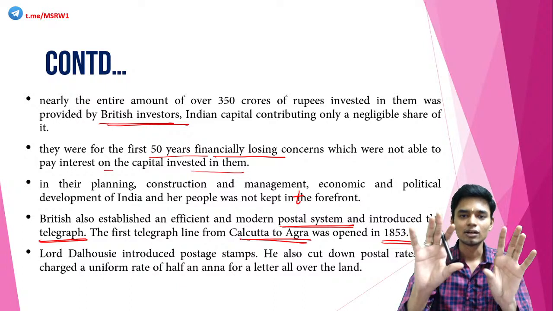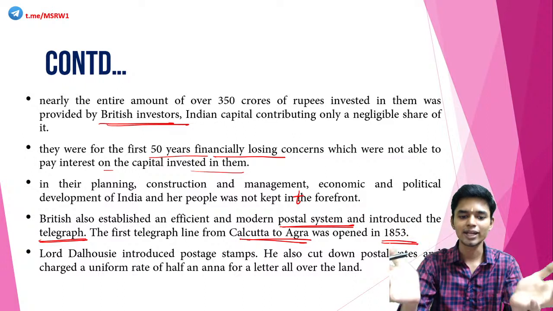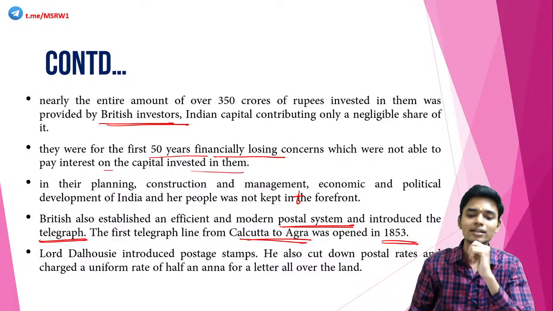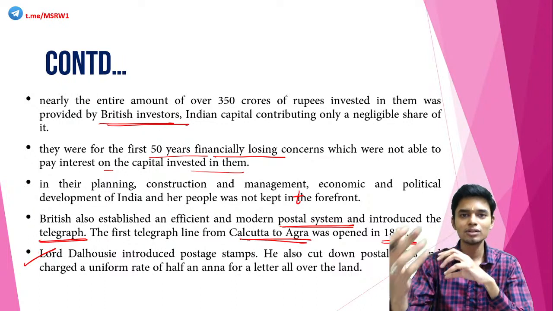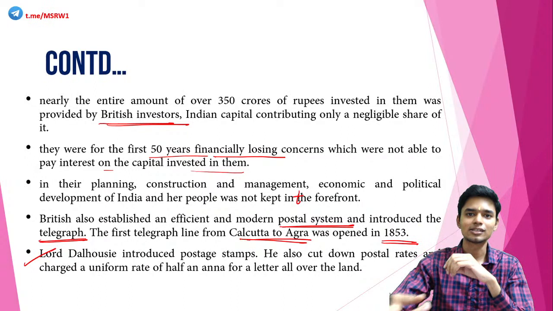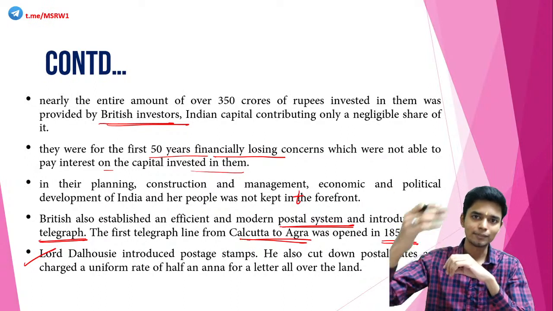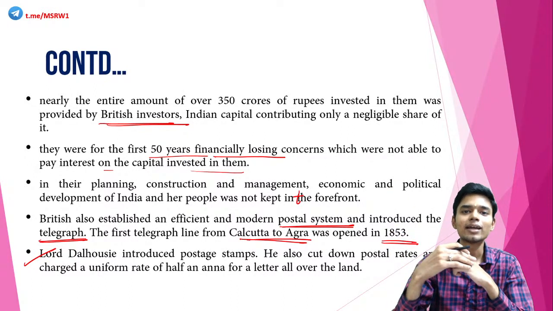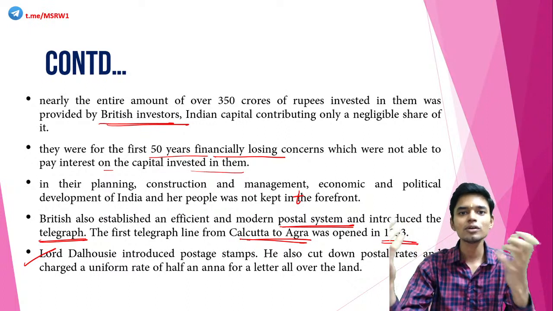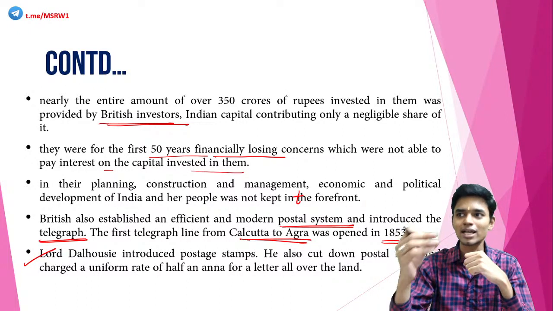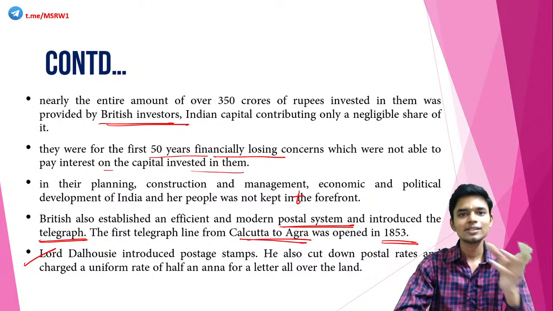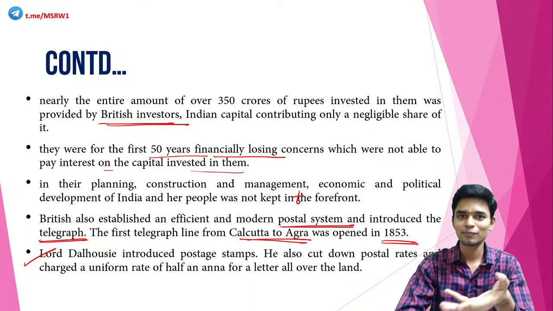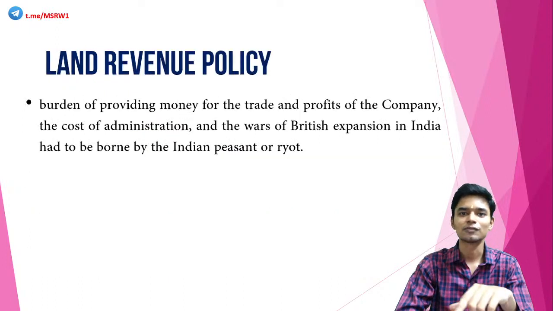Okay, so basically, Lord Dalhousie made a uniform rate of half an anna for a letter all over the land. So the amount that you had to spend to send a post in India rapidly came down. The postage system in India began to become less and less costly for people. It began to become cheap. You could send a post anywhere in India using half an anna. Clear? These are some of the good aspects of British rule. Okay, we have plenty of bad aspects, but there are some silver linings also. This is one of them.